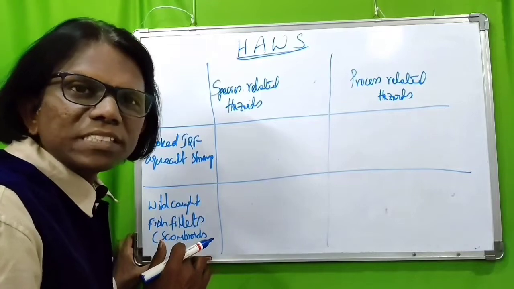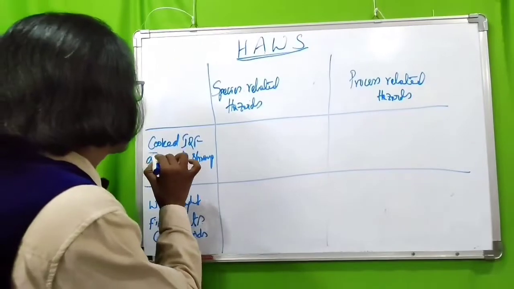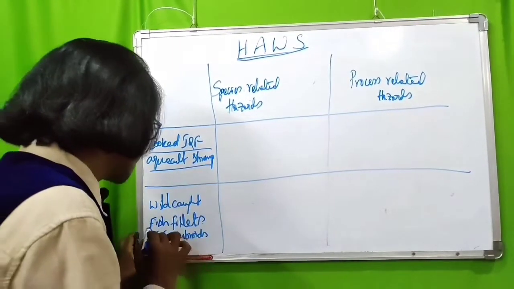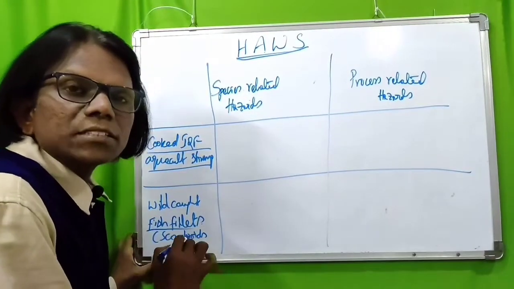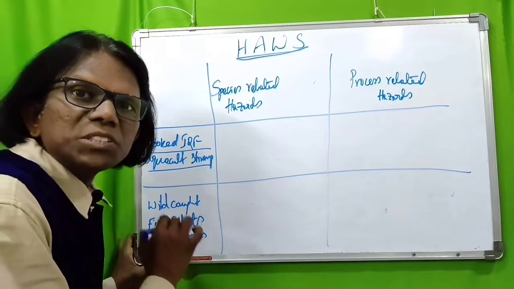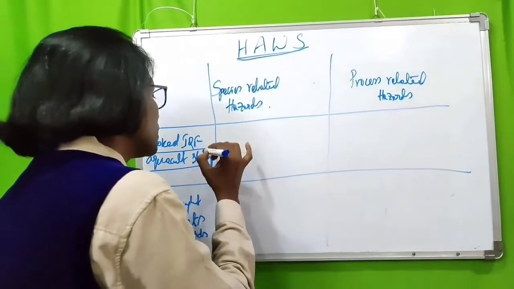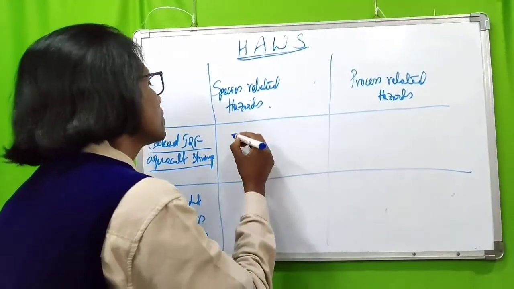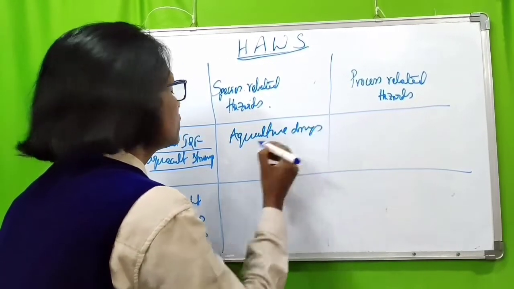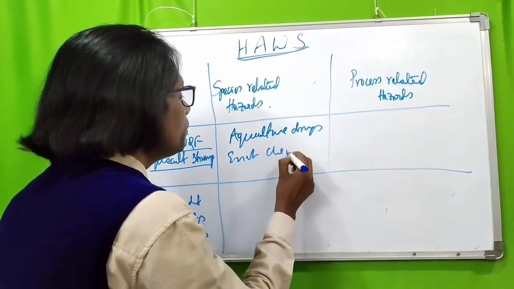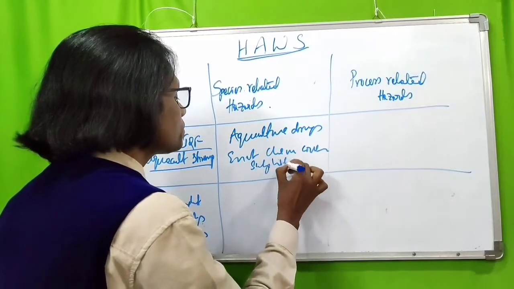In this hazard analysis worksheet, we have discussed about 2 products. One is cooked IQF frozen aquaculture shrimps, and the second one is IQF frozen wild caught fish fillets, scombroids. What are the species related hazards for aquaculture shrimps? Yes, aquaculture shrimps species related hazard is aquaculture drugs and environmental chemical contaminants, including sulfite also.